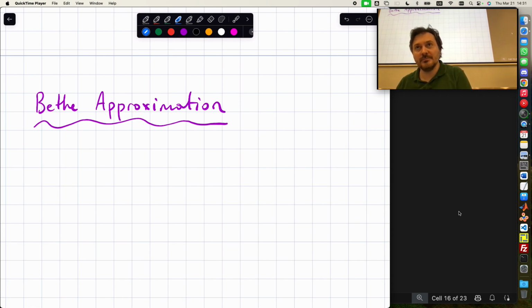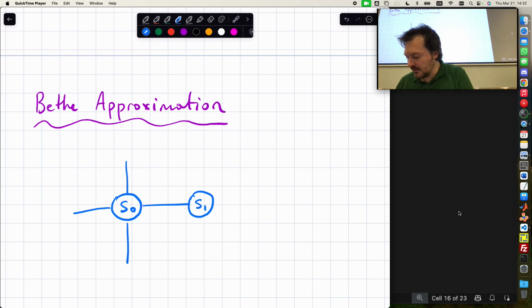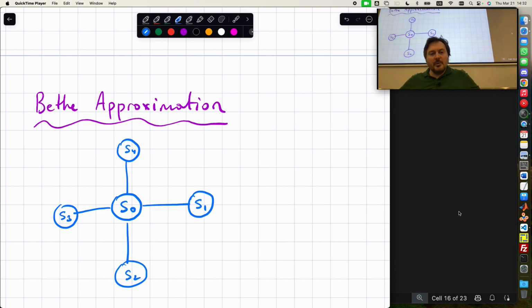Ising model, not necessarily 2D. Actually, in the first order Bethe approximation, we will just think of a spin at the center. Okay, then it has several spins in its neighbor, S1, S2, S3, S4, and we will just focus on this, and we will assume that everything else is just fluctuating around it.